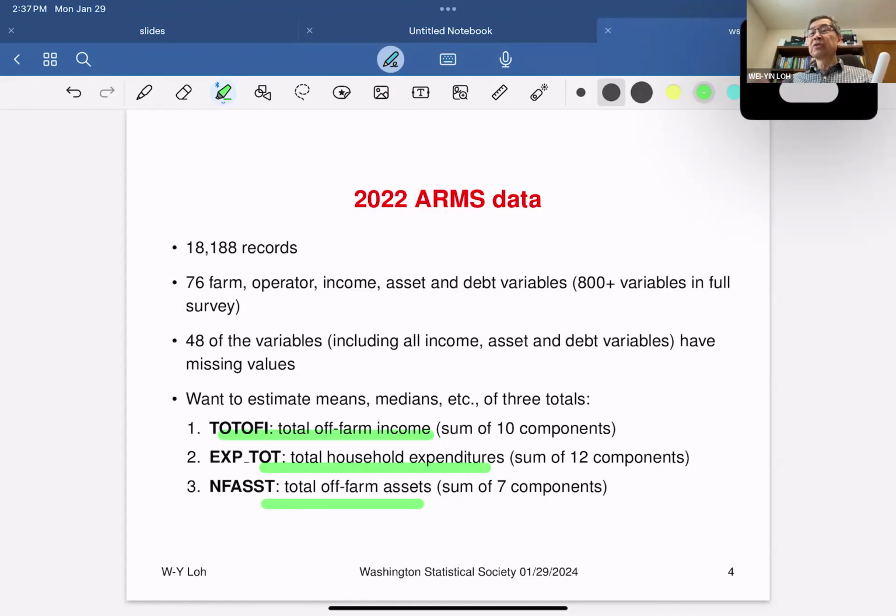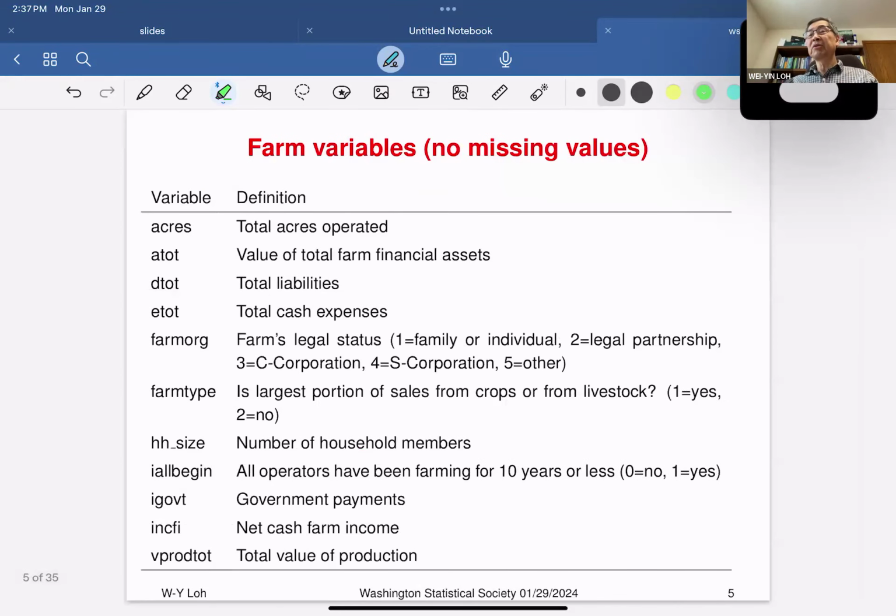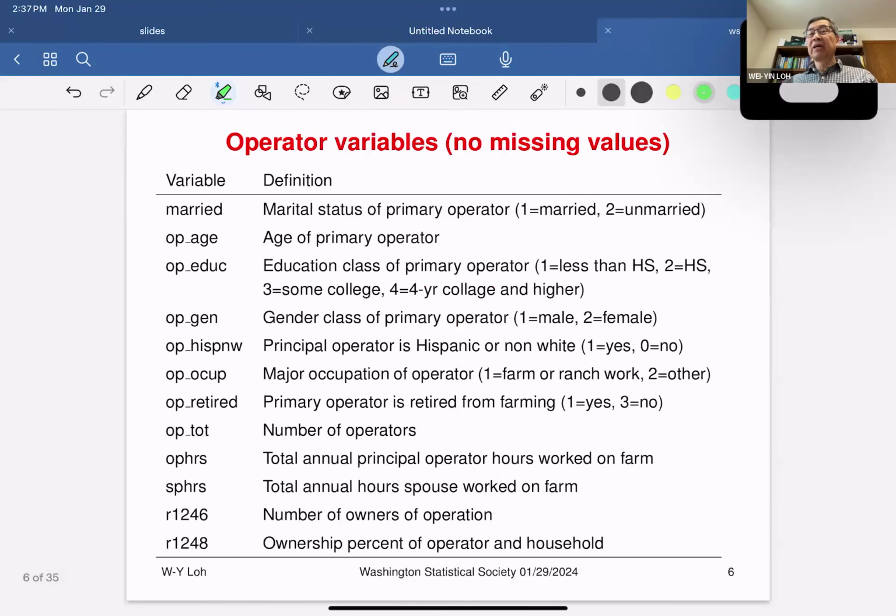This gives you some idea about the variables. There are some farm variables like size of the farm, total amount of financial assets, total cash expenses, type of farm, number of household members, and so forth. These variables have no missing values. And then there are the operator variables like marital status, age of operator, educational class, gender, and so forth, and they have no missing values.